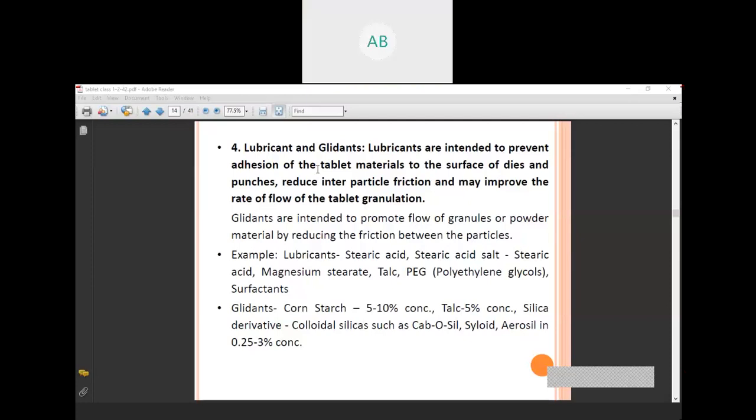Just to reduce the friction, so nothing can adhere in our GI tract. It prevents sticking of tablet material. When we are going for tablet formulation, it prevents the adhesion of the granules in the compression machine. If the granules adhere in the compression machine, then we cannot formulate a proper tablet.